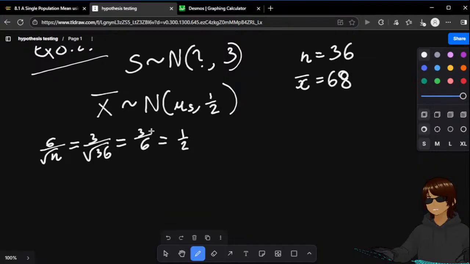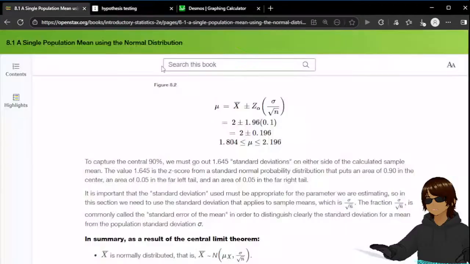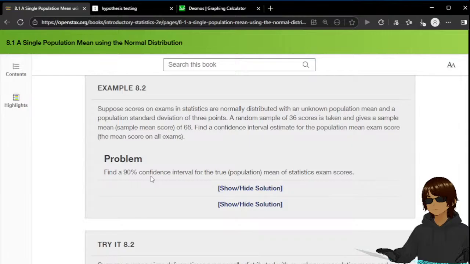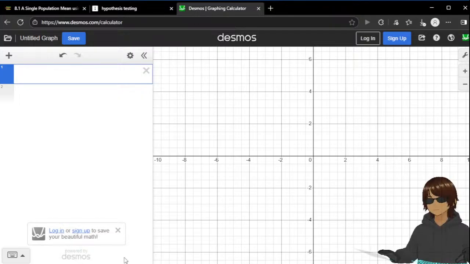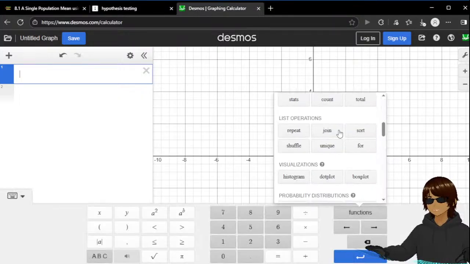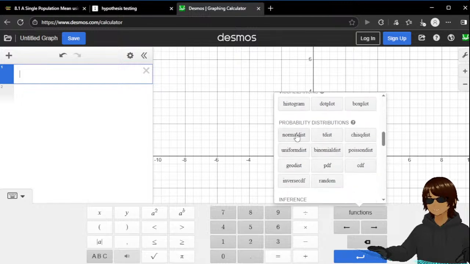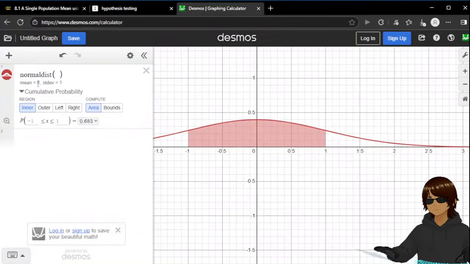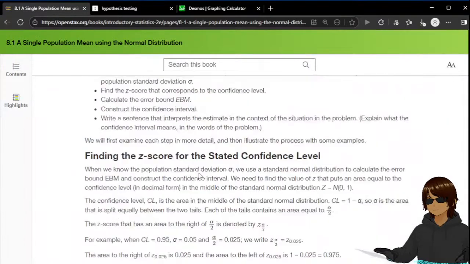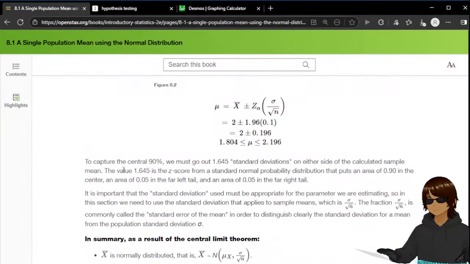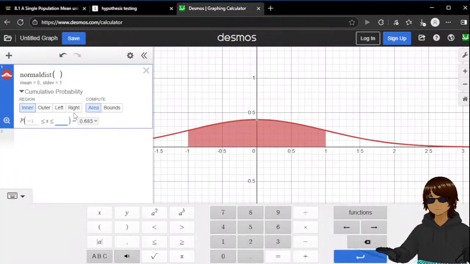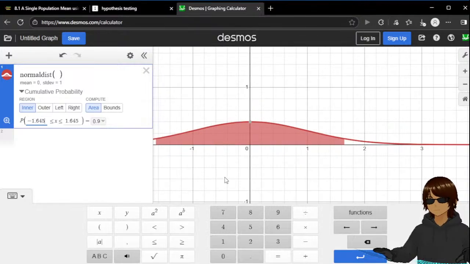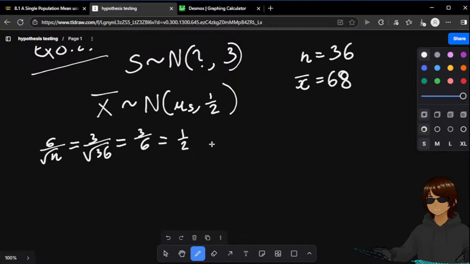In a normal distribution, how do we find the 90% interval? Is it this 1.645? 1.645.